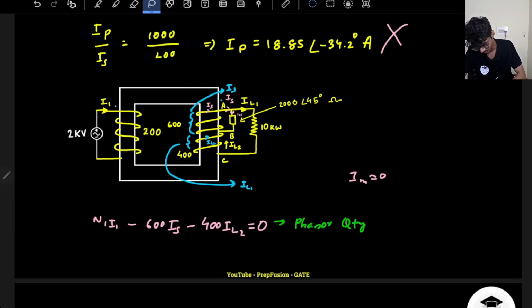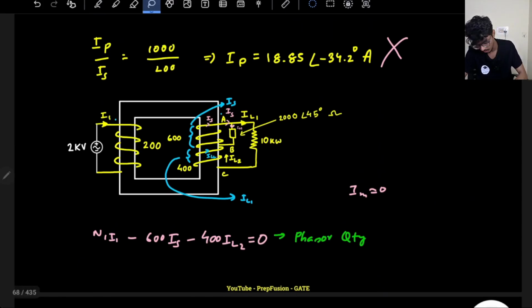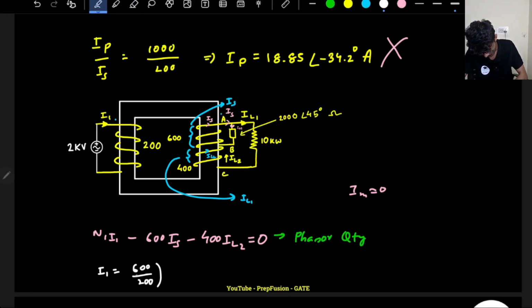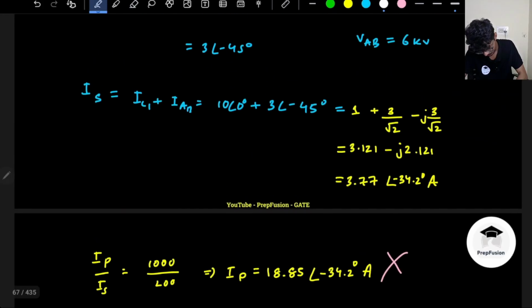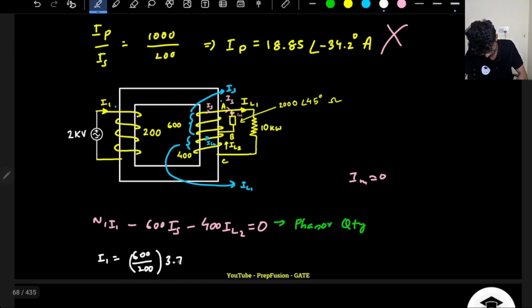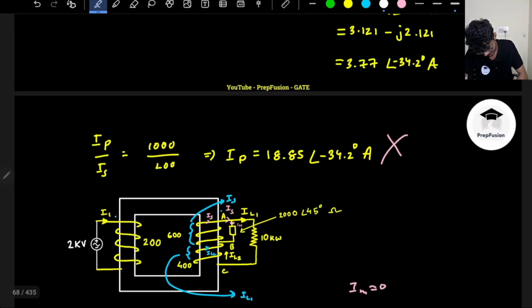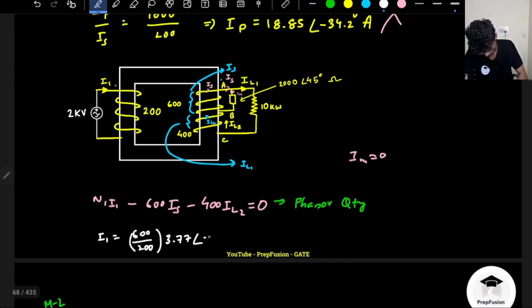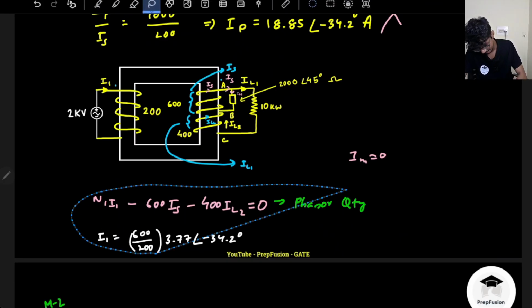Remember, these are phasor quantities, not simple scalar quantities that I can simply add. No, I cannot simply add them. So N1 is basically 200. So I1 will be equal to 600 divided by 200 into IS. Now what is IS? IS I had just found out is 3.77 angle minus 34.2 degrees.